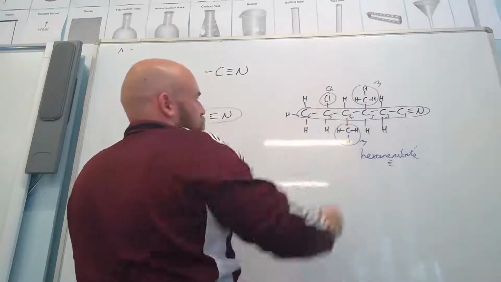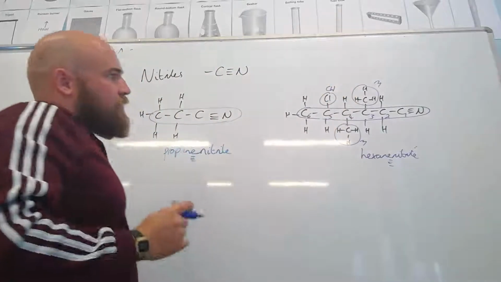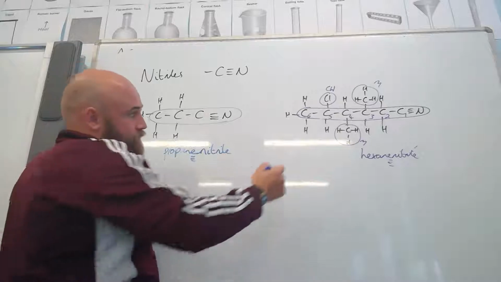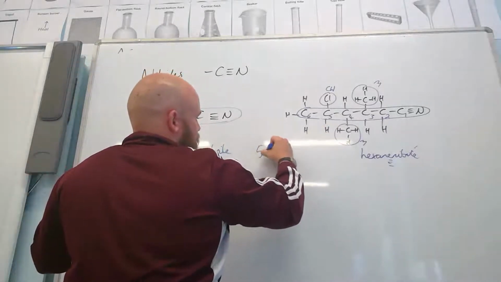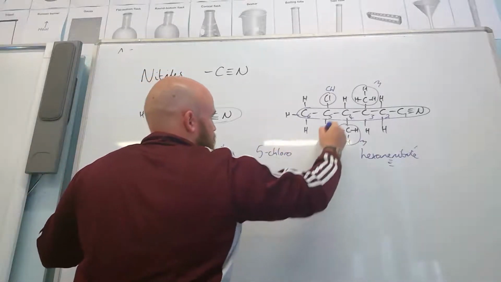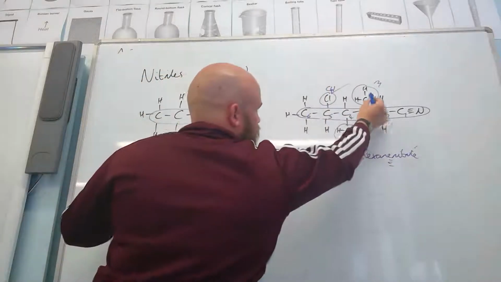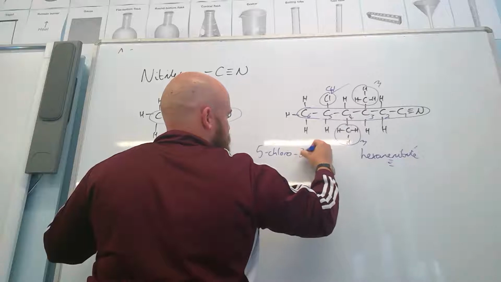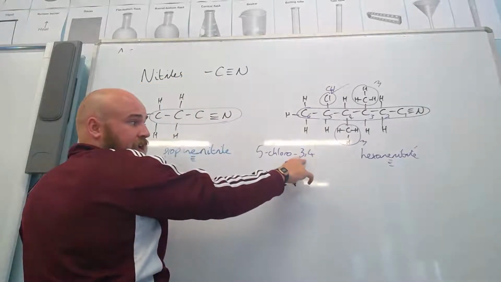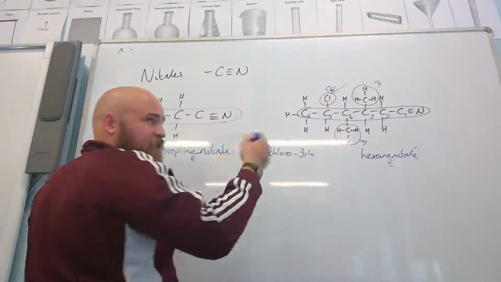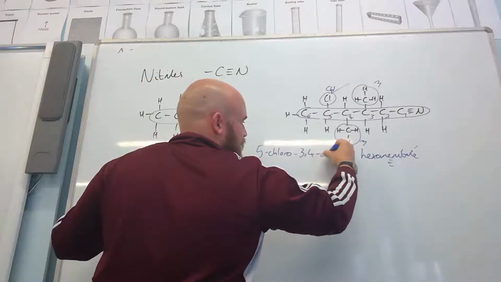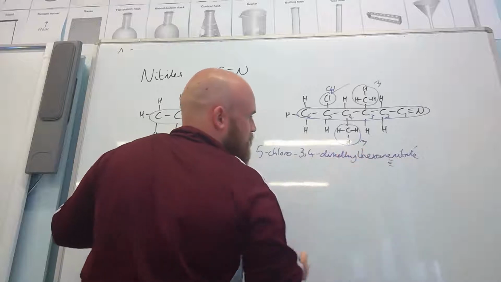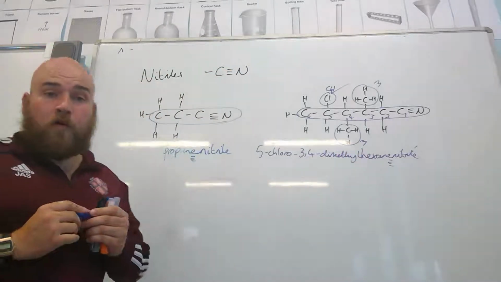Okay, right? So which am I going to name first? I'm going to name the chlorine because it's alphabetical. So 5-chloro. So that ticks that off. And then I've got my 2 methyl groups. So it's 3, 4. Don't forget commas between 2 numbers and dashes between numbers and letters. Dimethyl, then hexane nitrile, all one word, no gaps.